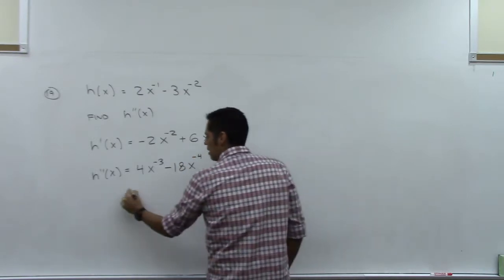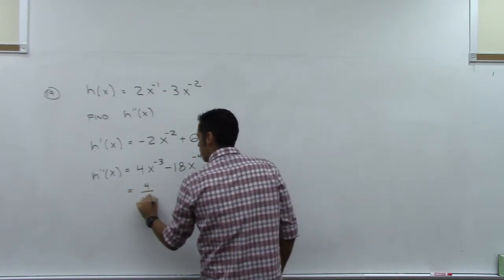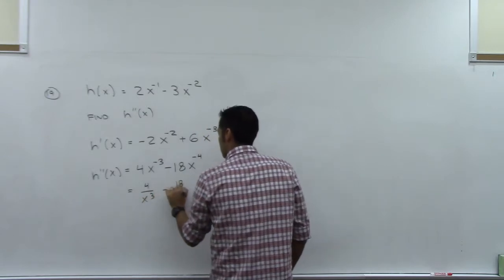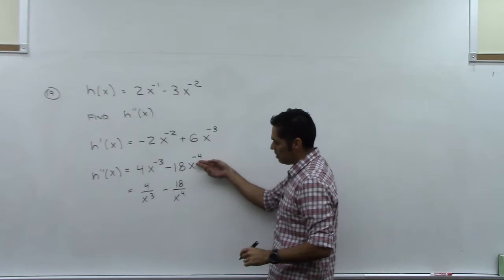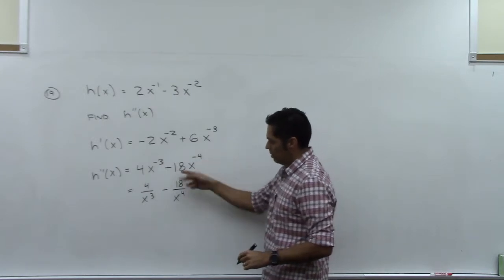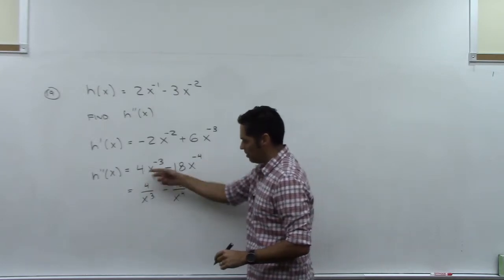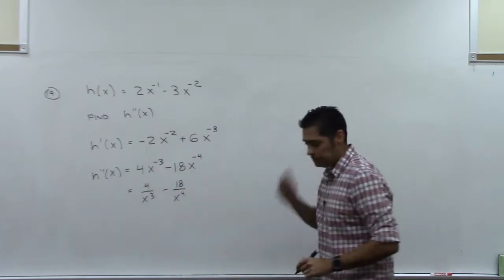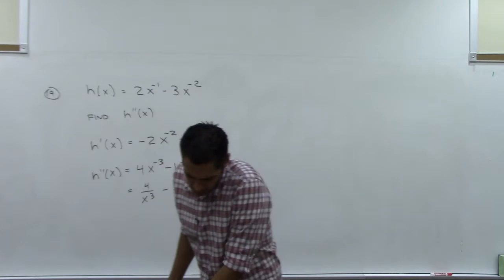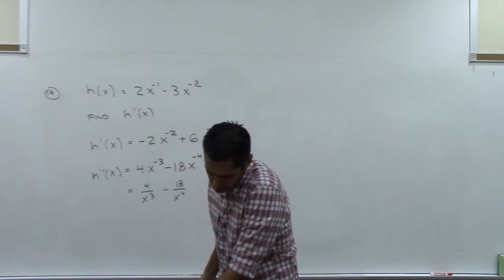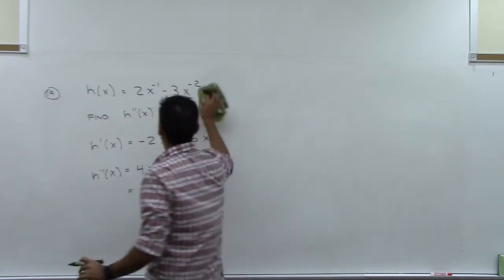And just keep in mind that this really means 4 over x cubed minus 18 over x to the 4th. If I were to use a property of exponents and drop these down, the 18 would stay up top, the 4 would stay up top, but the x's would drop. So that's it. Number 21, y equals x squared minus 18x to the half.